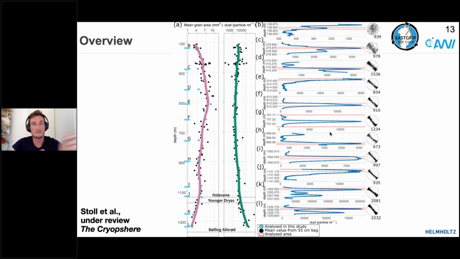Okay, and now I get into the data and the results. So we already made 2 manuscripts out of that, and they are under review at The Cryosphere at the moment. So if you're interested in more details, just take a look at those 2. And what we did is we took 11 samples from the upper 1340 meters, which is all the Holocene, the Younger Dryas, and the majority of the building aerosols.